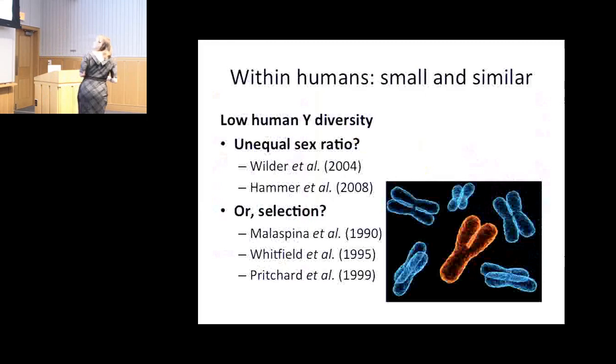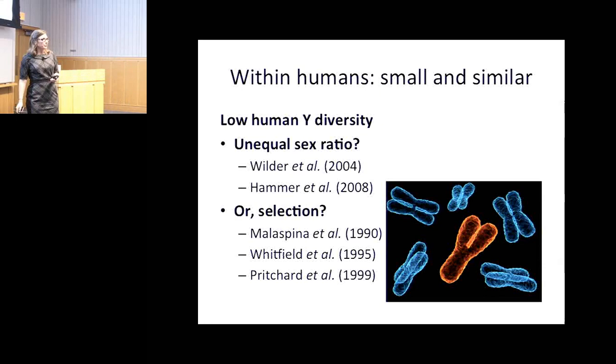Okay, so what about the Y chromosome? Y chromosomes across males are fairly small. I already told you that they've lost 90% of their gene content. But they're also very similar to each other. So diversity has been observed to be lower than expected across Y chromosomes. And people have been debating in the scientific literature whether this is due to unequal sex ratio or whether it's due to selection. And so what is this unequal sex ratio?